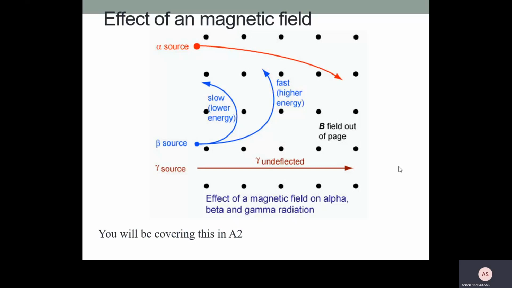Magnetic field is entirely in A2, so we'll be discussing this one later. Good to know this Fleming rule. It has not been asked even once in AS, but yes, good to know.